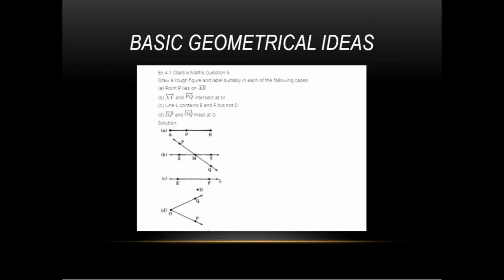Then comes D, OP and OQ meet at O. You can see here OP line and OQ line, because both are starting from O. So they'll be meeting at O, means their starting point is O. So we can draw like this.